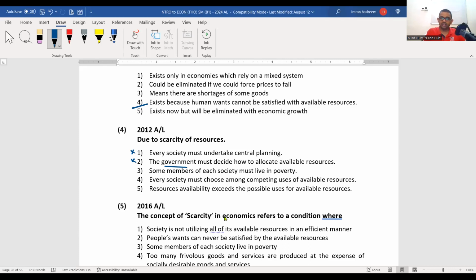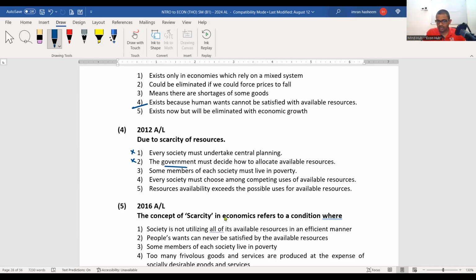Poverty is not created purely because of scarcity, because scarcity affects poor and the rich both, poor and the non-poor both, right? Poverty is the inability to satisfy our basic human needs, right? So, poverty and scarcity are different. Of course, poor people and rich people face scarcity. Poor people face scarcity at a higher intensity.